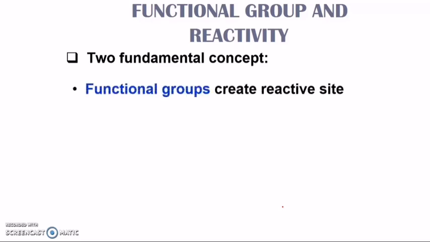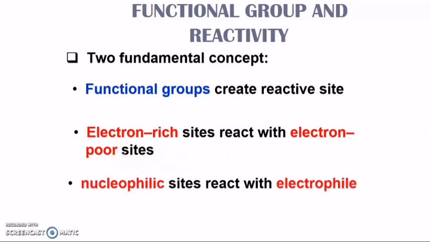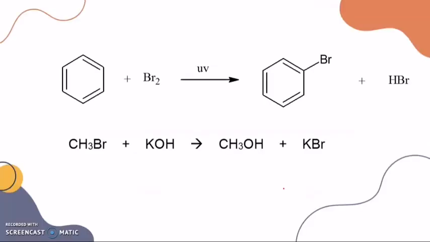Two fundamental concepts: functional groups create reactive sites, and electron-rich sites react with electron-poor sites. Or in other words, a nucleophilic or electron-rich site will react with an electrophile, while an electrophilic, electron-poor site will react with a nucleophile. So it will always be a pair of nucleophile and electrophile in a chemical reaction.